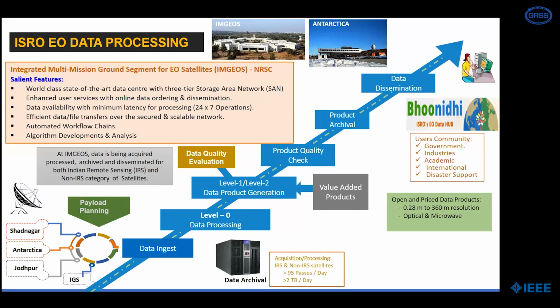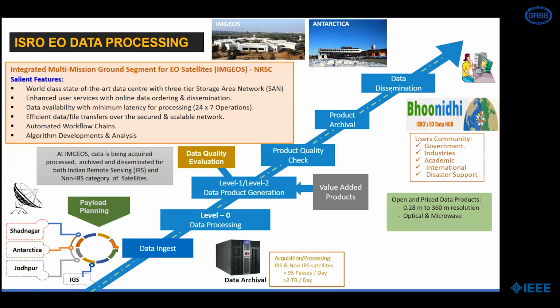We have an auto quality check as well as manual QC. Wherever a product is going to the user, we certify the product radiometrically, geometrically and format-wise, and then disseminate it to the users. Other than the standard products like level one and level two, we have value-added products like mosaics. Depending on the user request, we have different value-added services also. And all the data, as Madam said, is disseminated through the Bhoonidhi portal.